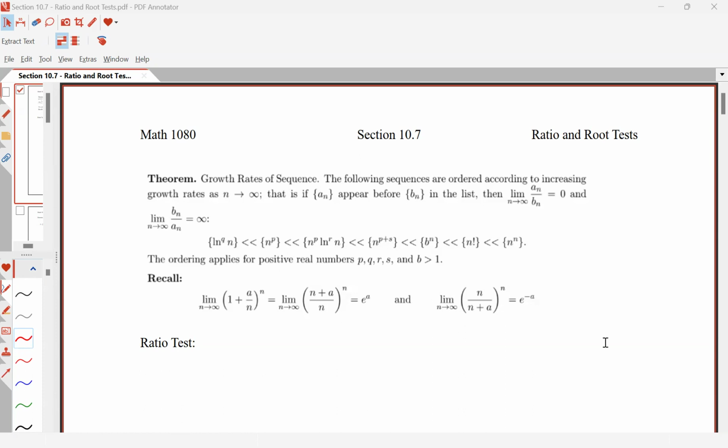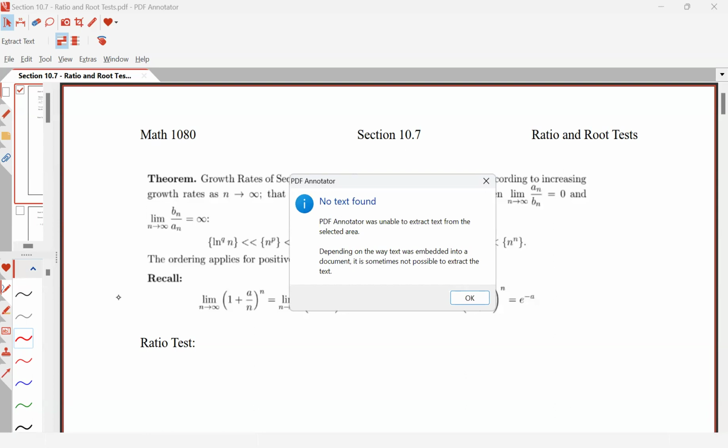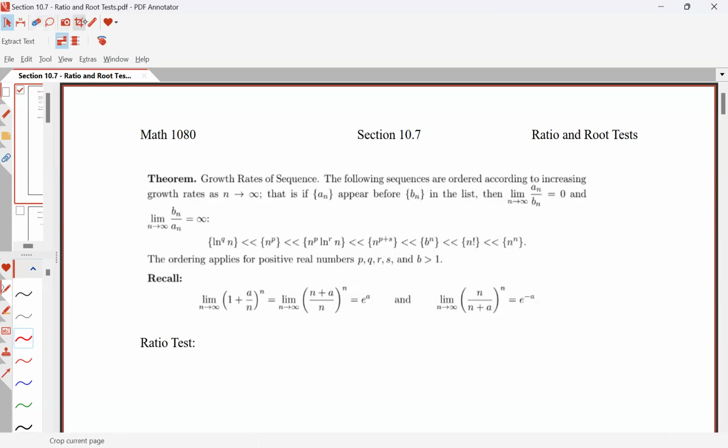So we have the growth rates of sequences information of some sequence ratios to watch out for, limits being 0 or infinity. And we also have some limits of e to watch out for. So just review those before we keep going into these tests.